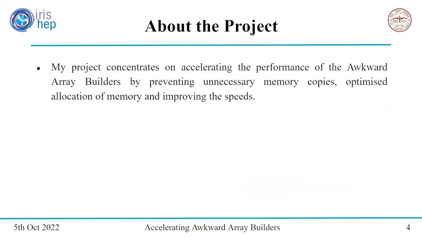So my project aimed to accelerate the performance of layout builders used by Awkward Array by preventing unnecessary memory copies, optimizing allocation of memory, and improving the speeds by specifying the array builder type in advance. Initially the plan was just to modify the existing code of layout builder and global buffer in order to achieve the enhancement in performance, which included rewriting the layout builders in C++ from scratch.